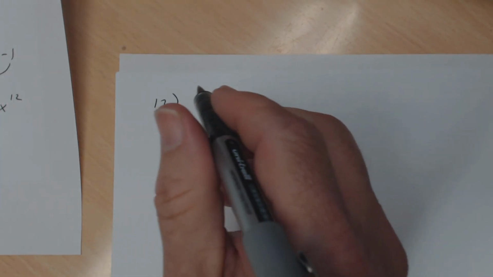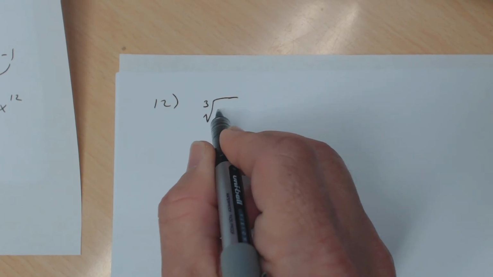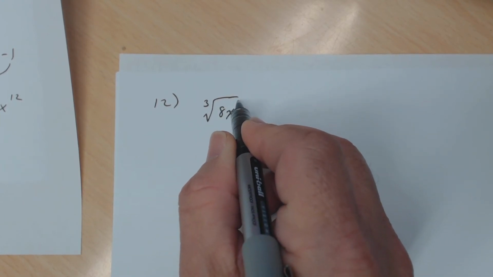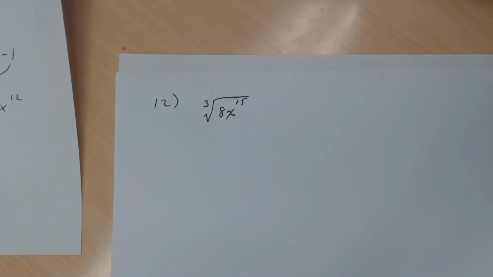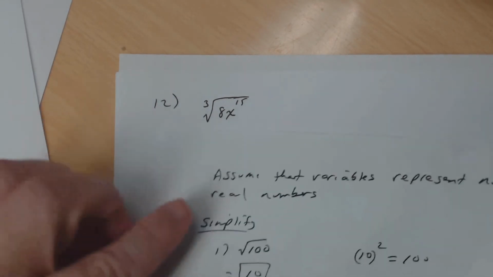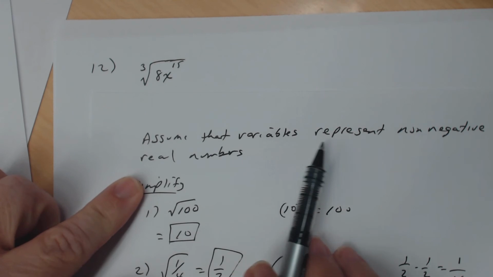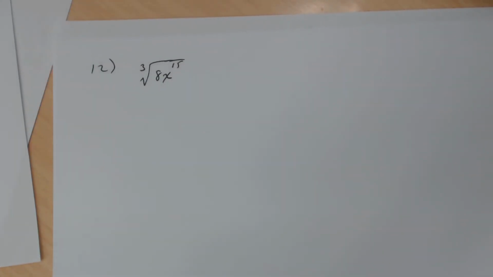Okay, number 12 rather. This part of this lesson is fairly easy. Let's suppose we had the cube root of 8x to the 15th power. Now remember also in this lesson, there's directions: assume that the variables represent non-negative real numbers. Again, you don't know what that means until later on.